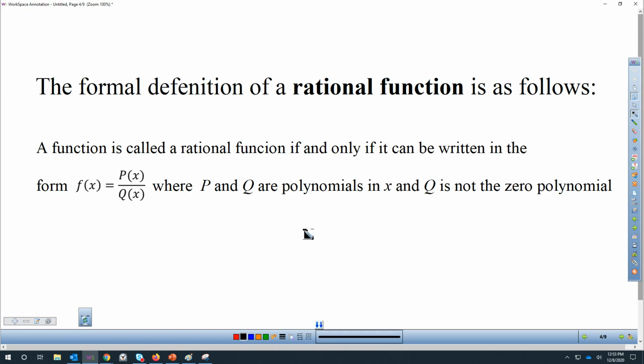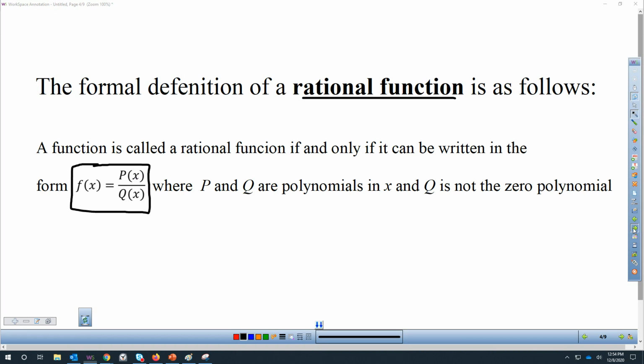So with that definition under our belt, let's move on and talk about rational functions. Rational functions have a formal definition, and here it is. A function is called a rational function if and only if it can be written in the form f of x equals p of x over q of x, where p and q are polynomials in x, and q is not the zero polynomial. That should sound a lot like the rational number definition, except instead of integers on the top and bottom, we're allowing for polynomials.